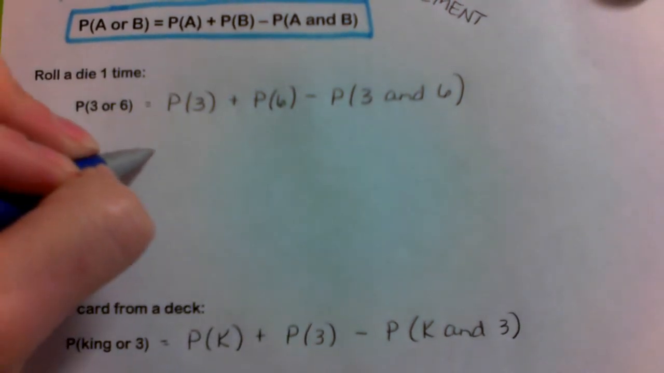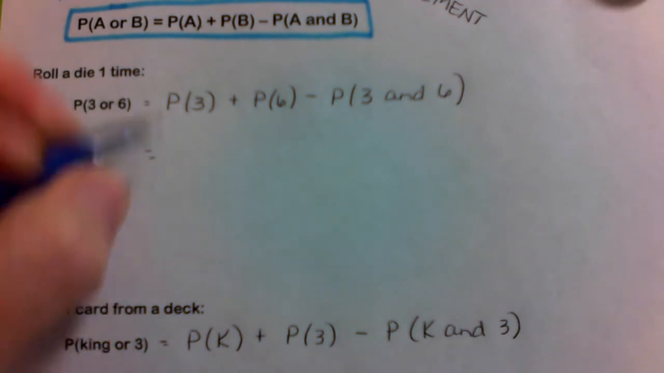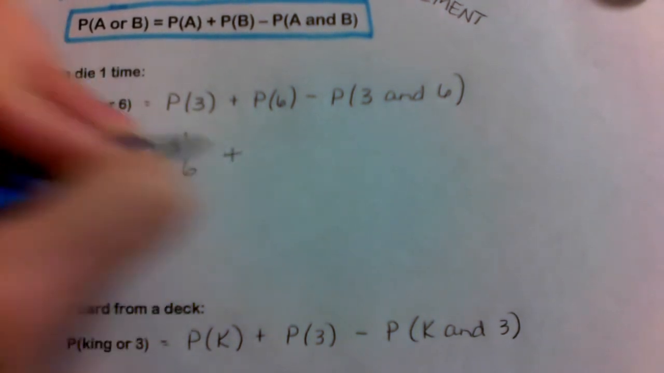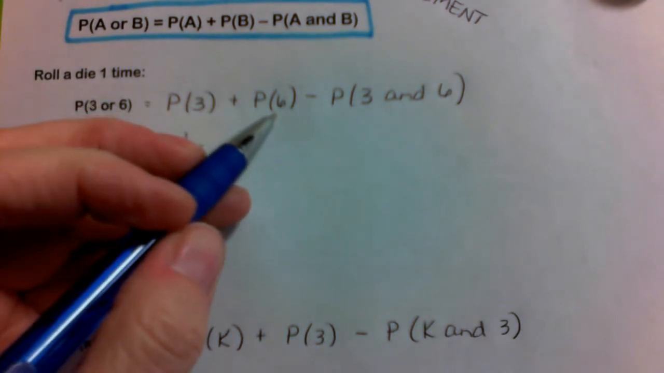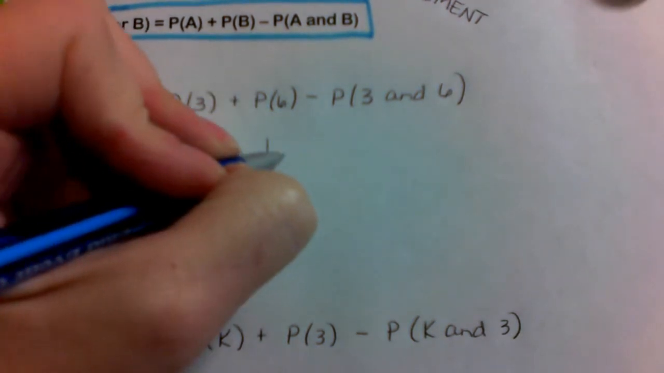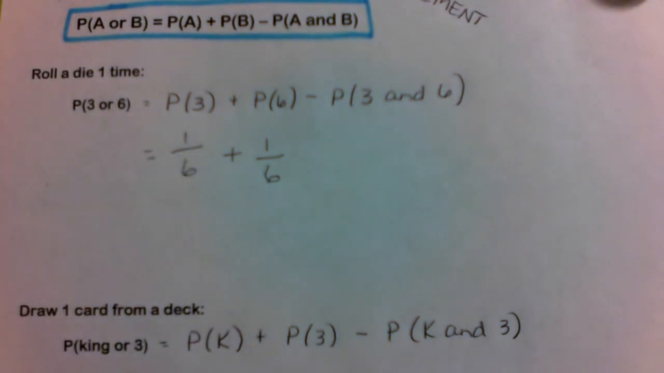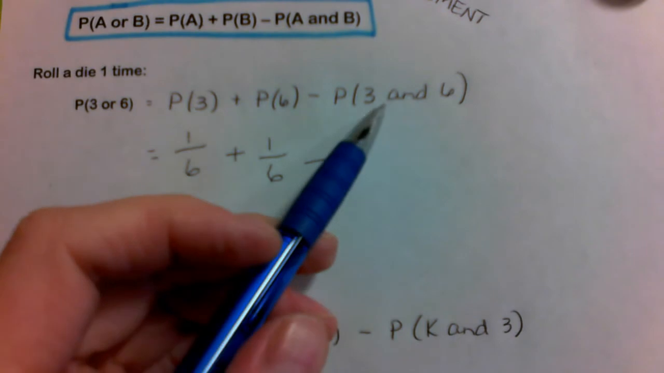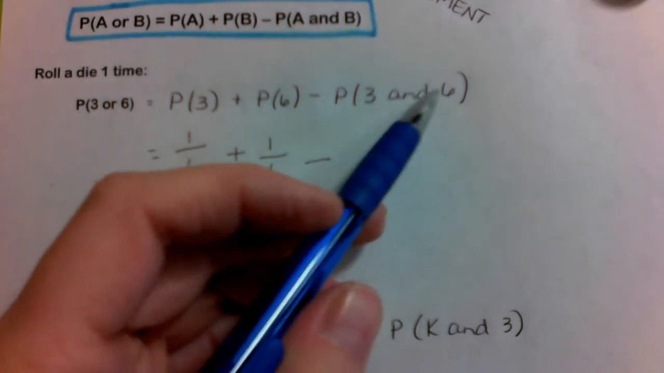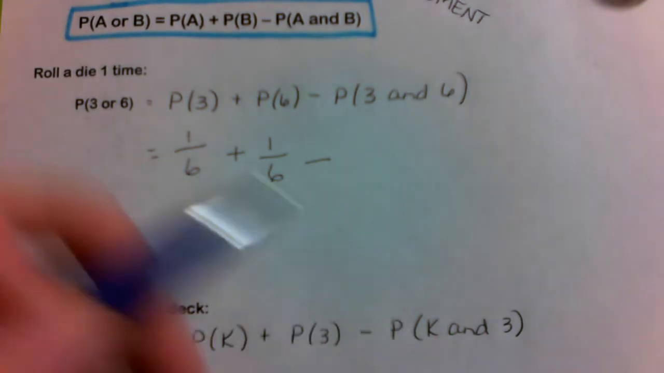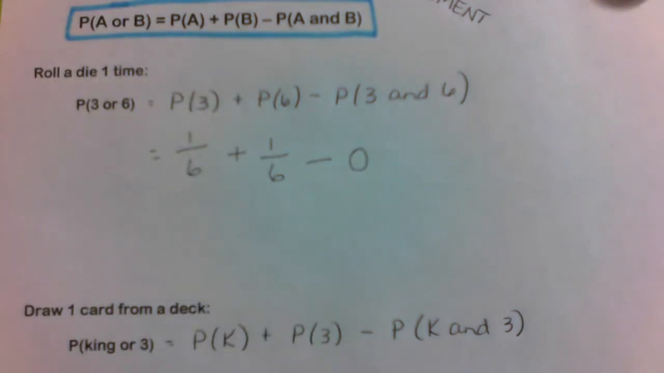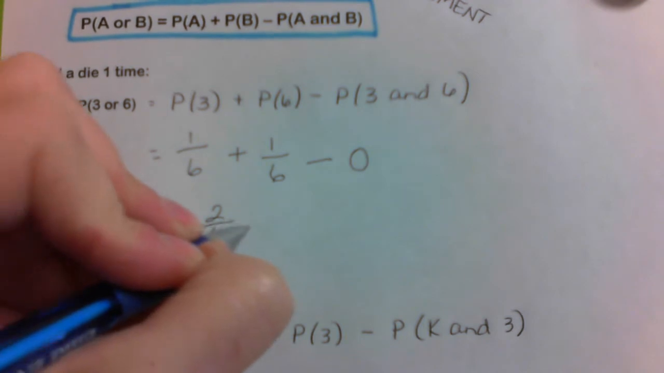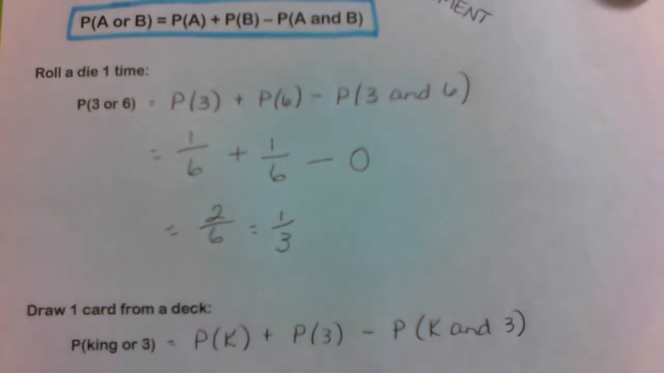All right, so when you roll the die one time, what's the probability you get a 3? There's 1 three, 6 sides. If you roll the die one time, what's the probability you get a 6? There's 1 six, 6 sides on the die. Minus, if you roll the die one time, what's the probability that a 3 and a 6 show up at the same time? Well, that cannot happen, so it is 0. So then I just add, so I get 2/6 or 1/3.